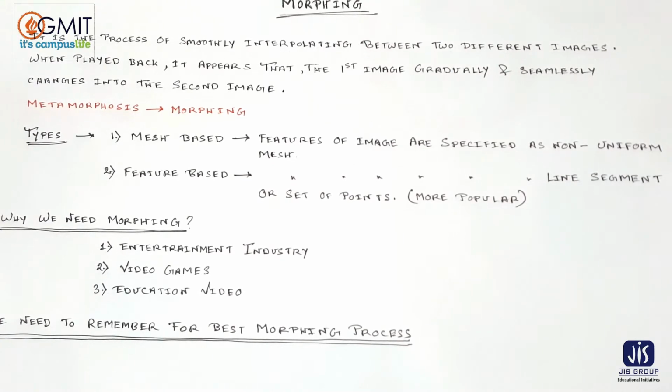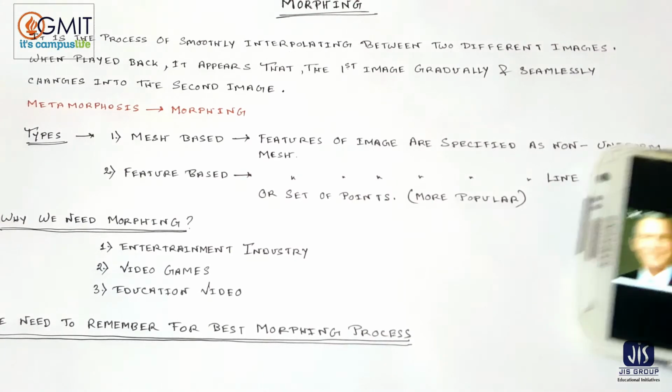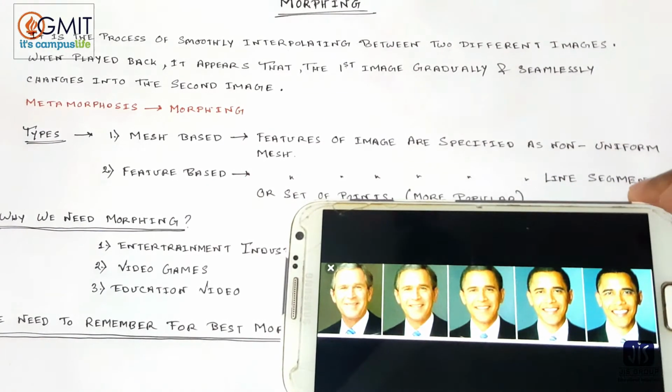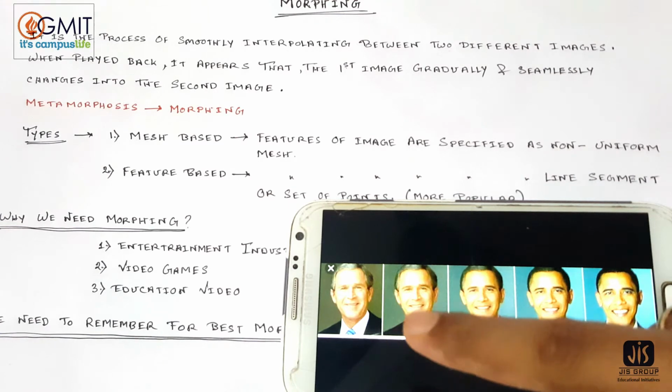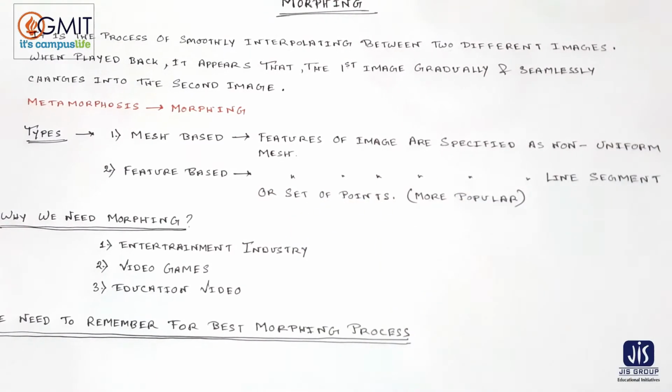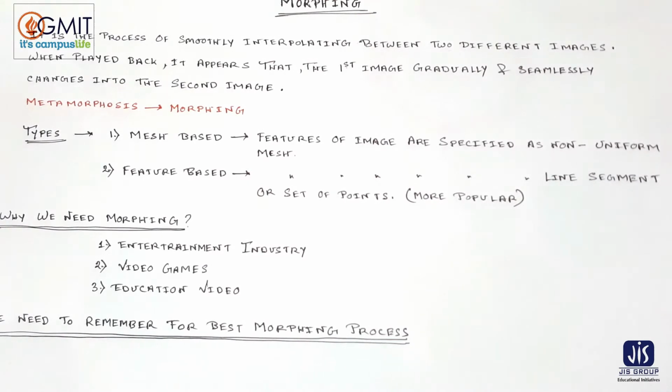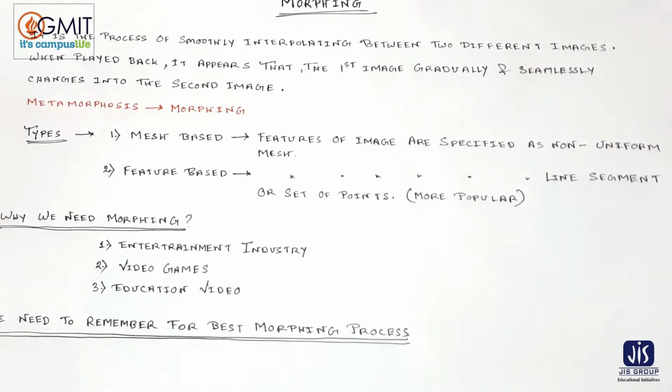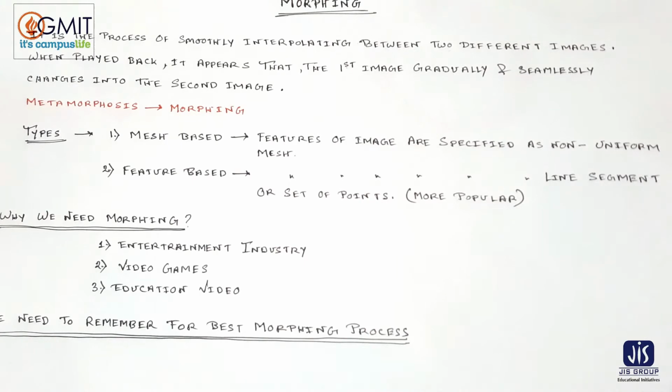Why? Because morphing also gives us the example of animation, transforming from this to this. Morphing opens a new door for animation because it actually also fools our eyes, or it is a good example of animation.